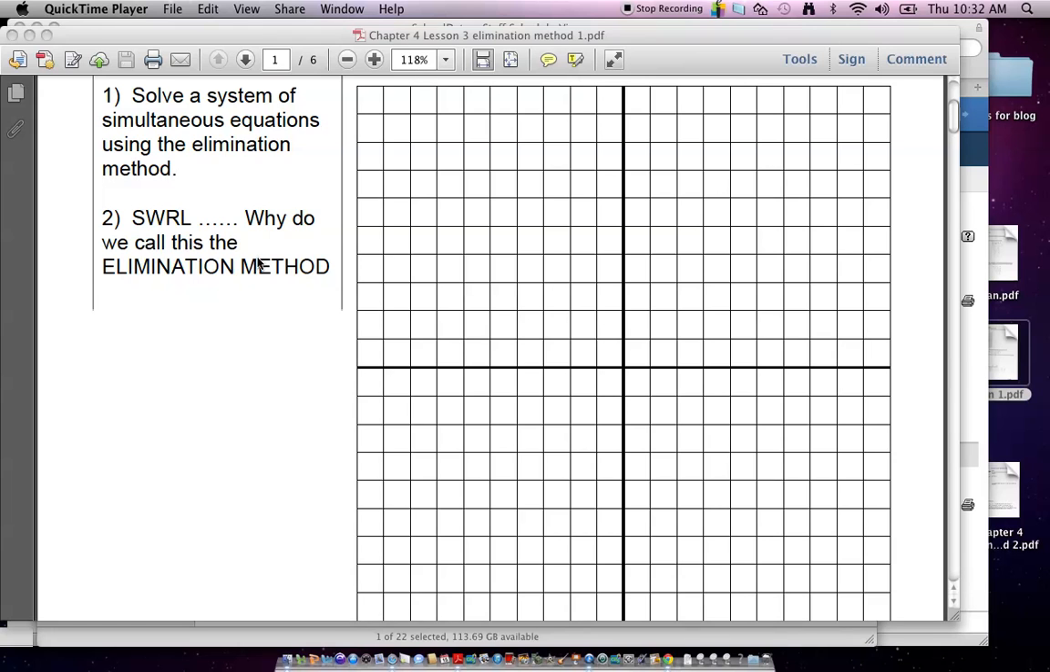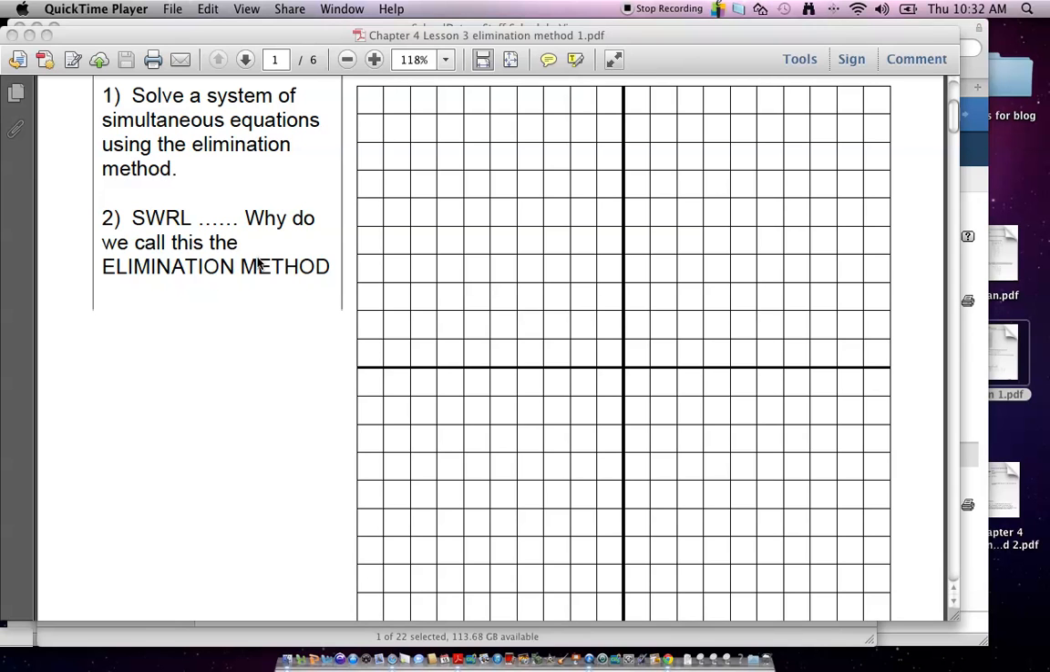What we learned yesterday. What's the first thing we're supposed to learn? Everybody talk to me. What do we got? We talked about this word yesterday. What's that big ugly word? Simultaneous. What does simultaneous mean? Together. Same time. Together is another way to look at it. Okay, good. Solve a system of simultaneous equations using the elimination method. That's what we're trying to do today.